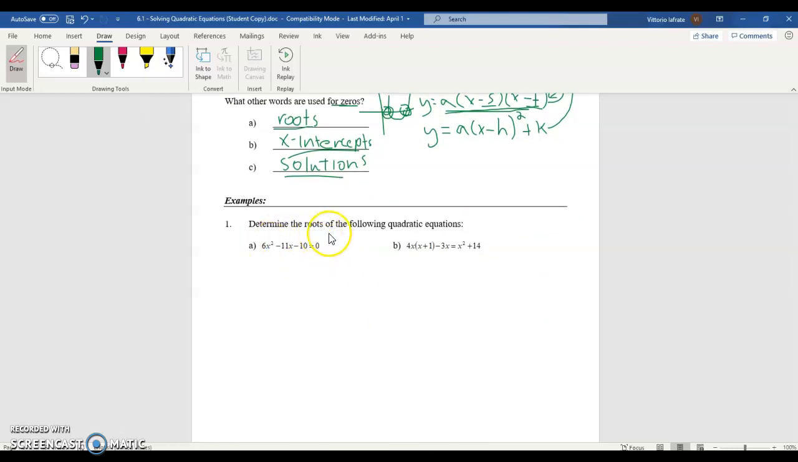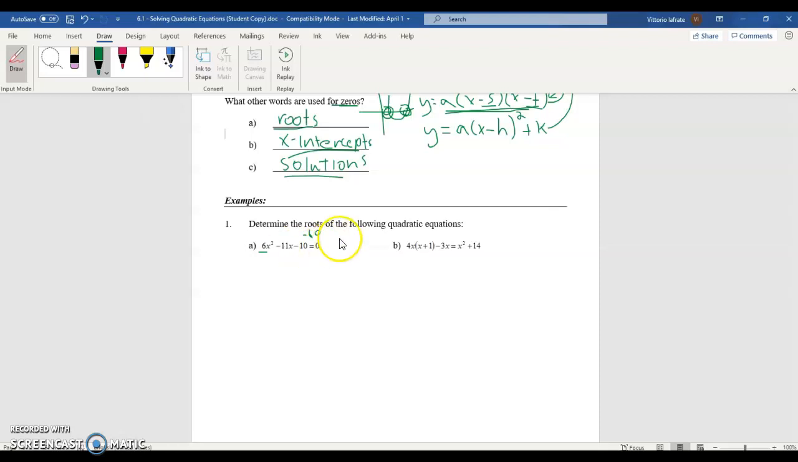We'll start off with example 1. Determine the roots of the following quadratic equations. And so our technique that we're going to use here is going to be just factoring. So we're going to determine the roots using the factoring technique. So here we have an a that's larger than 1, so it looks like we're going to have to use decomposition. So we're going to have to find two numbers that when you multiply them together, they give you negative 60, because remember you do a times c over here. So negative 60, but when you add them together, you get negative 11.